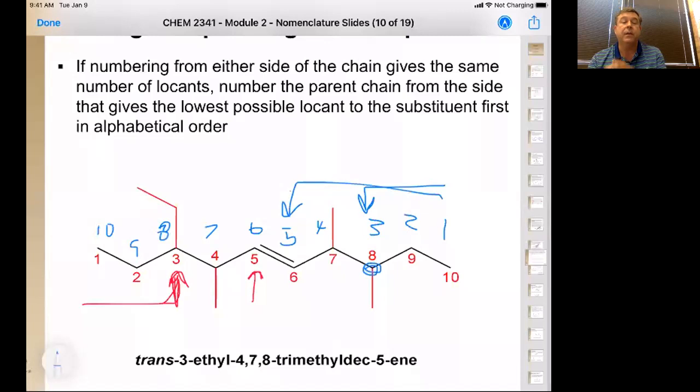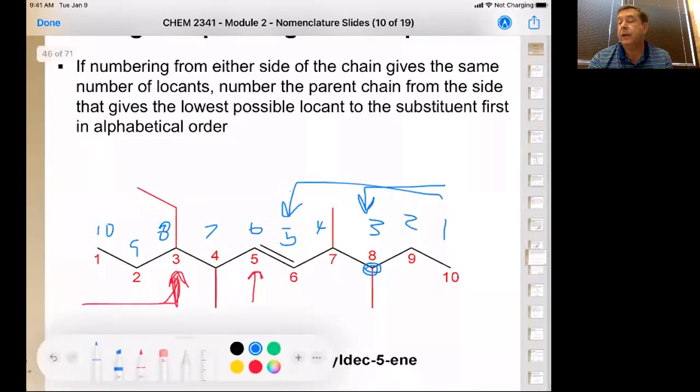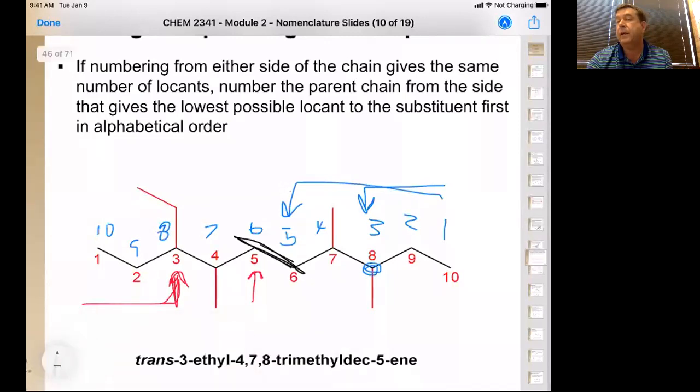Okay, so we have 10 carbons, which we call dec. We have the alkene on the 5 carbon, 5-ene. We have 3 methyl substituents and 1 ethyl substituent. So the ethyl substituent is on 3: 3-ethyl. We have methyls on the 4, the 7, and the 8. Trimethyl, dec-5-ene. And our double bond is trans, so we add that at the beginning.